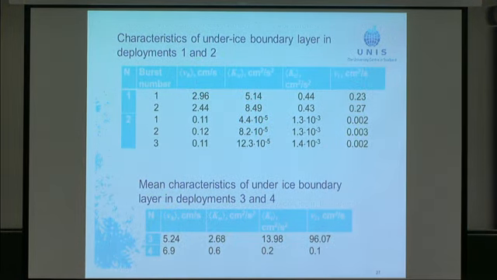So, characteristics of the ice boundary layer. The relative velocity of water with respect to ice is some centimeters per second, sometimes bigger, sometimes smaller. Wave energy sometimes is bigger than turbulent energy, sometimes smaller. But in the case when we had high eddy viscosity, then wave energy was much smaller than the energy of turbulent fluctuations.